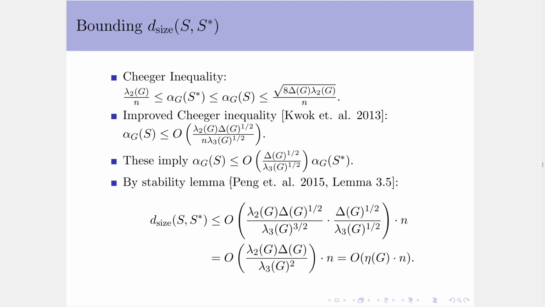Now we employ a stability result of Peng et al. 2015 that says that if alpha g of S is at most some factor times alpha g of S star, then the discrepancy, the difference between the two cuts, is bounded above by this term times the factor times n. If we simplify this a little bit, we obtain that the size of S and S star is bounded above by eta z times n. And so that finishes the first term.